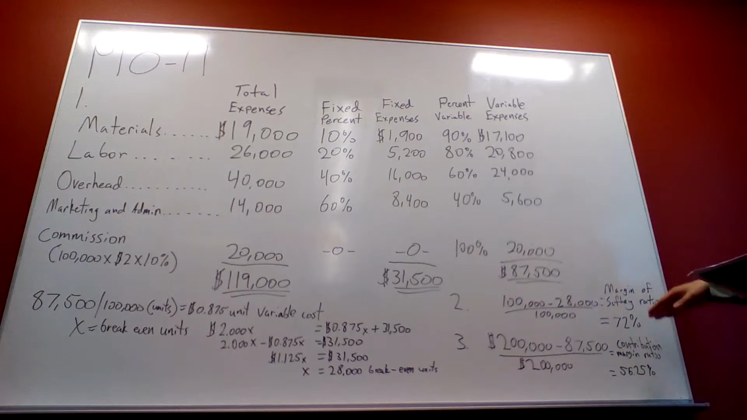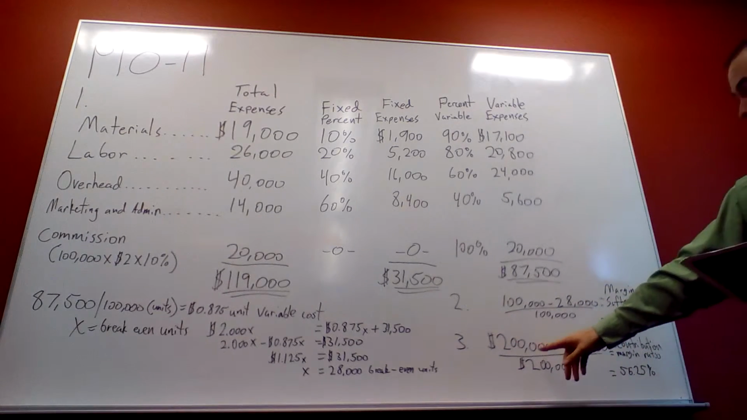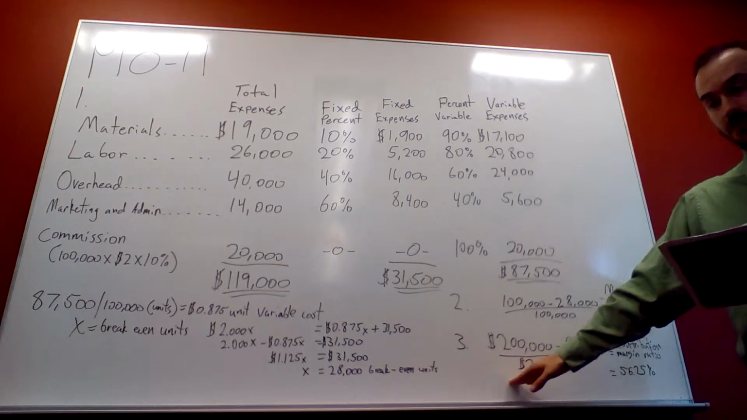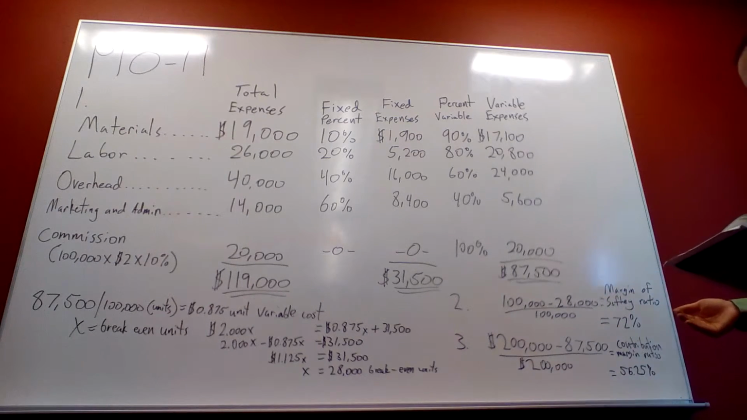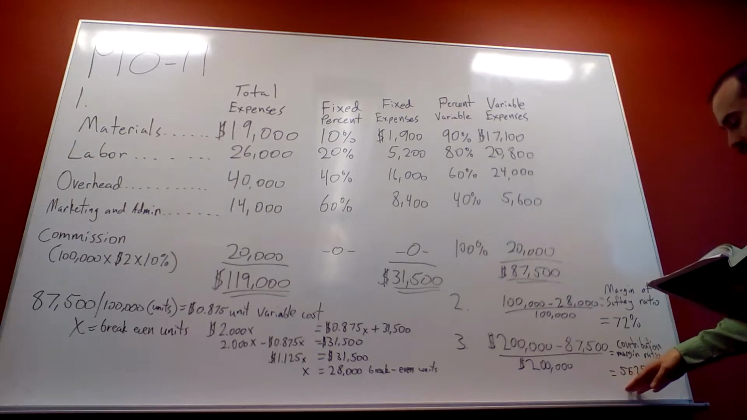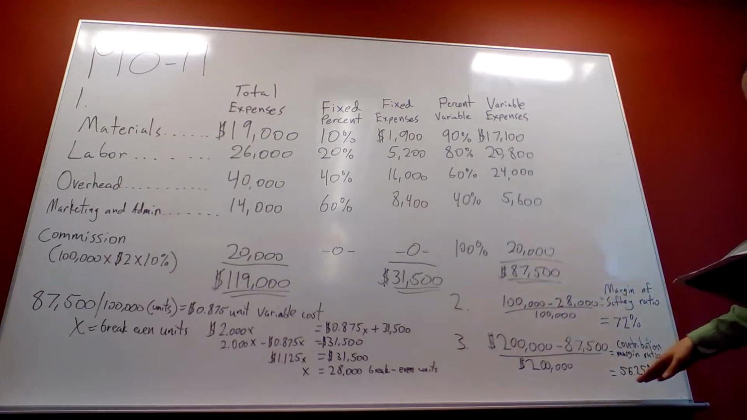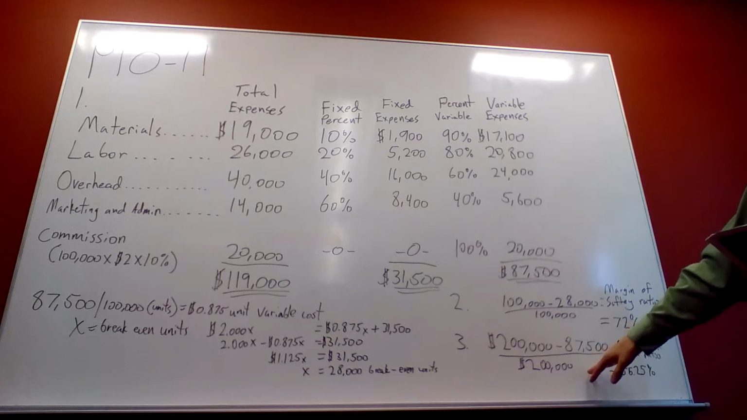And then for number three, calculate the contribution margin ratio. The contribution margin ratio just tells you how much money you keep after variable costs have been paid. So we take the $200,000 of sales minus the $87,500 in variable, divided by the $200,000 in sales again, which gives us a 56.25% contribution margin, which means for every item we sell, we get to keep 56.25% of that without including fixed. So we make 56% of what we sell right away, because we have to pay the variable right when we sell it.